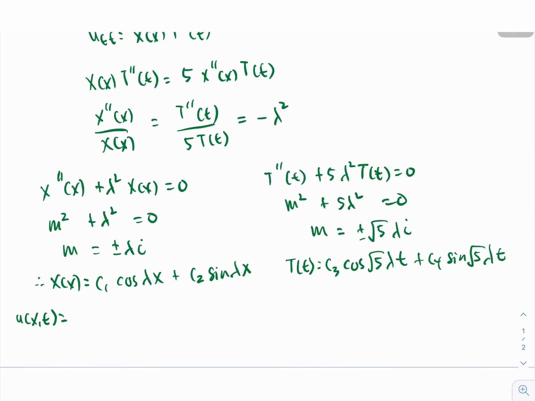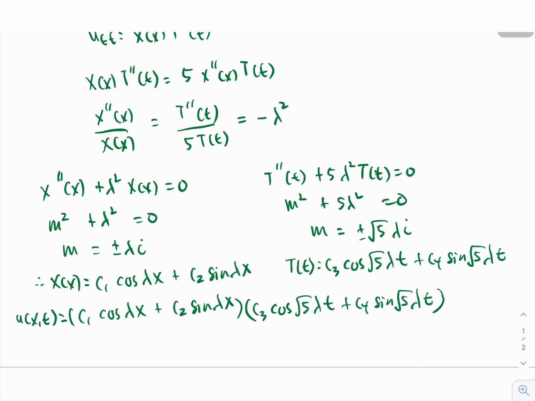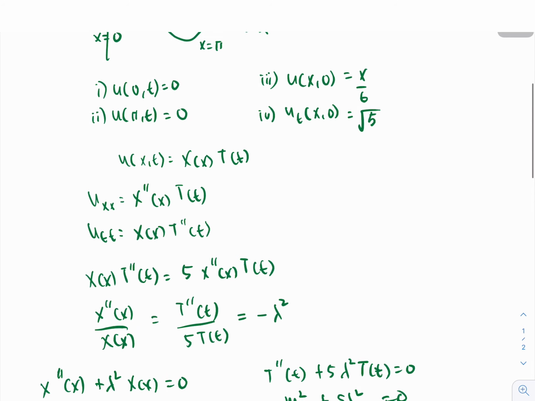So we can write our u(x,t) equals X multiplied by T. I just copy this down. This is our X, multiplied by T. So this is our u(x,t). Now let's use the conditions one by one from these four conditions here.